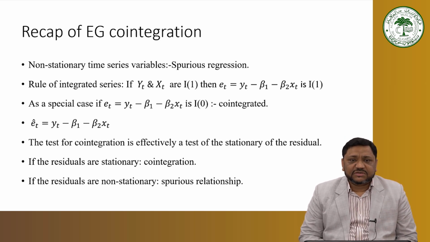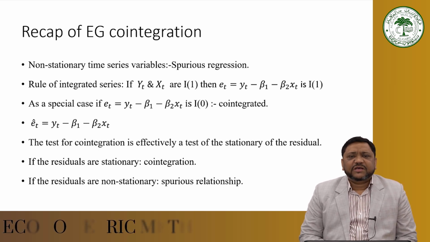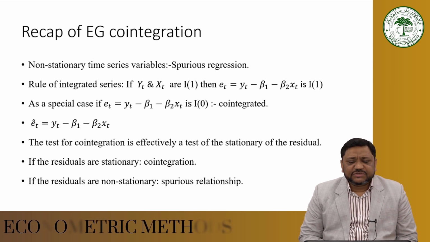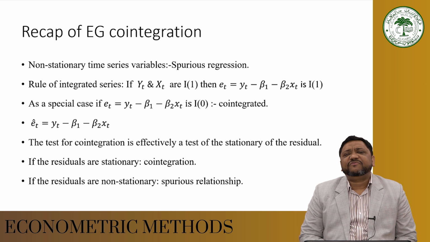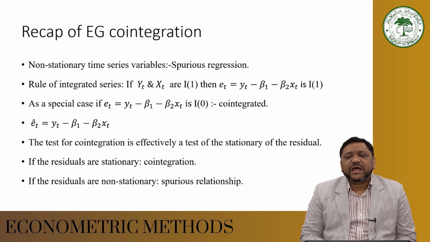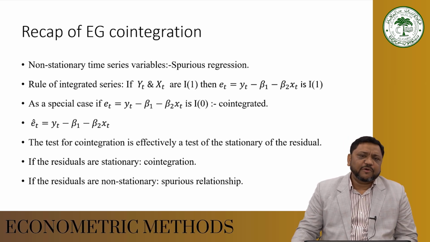This constructed series, which is made up of a combination of Yt and Xt, is an I(0) series, so it serves as a proxy of the power that drives the random walk and prohibits them from diverging from each other.